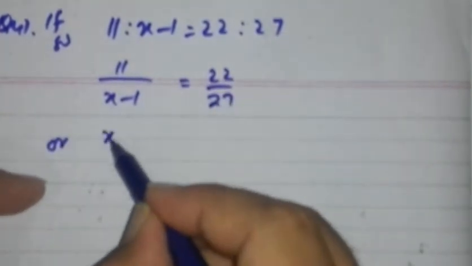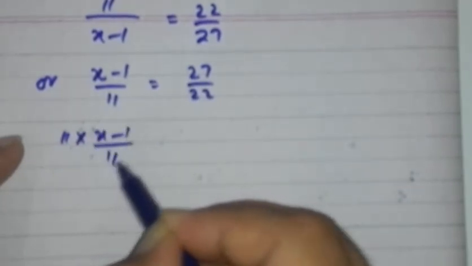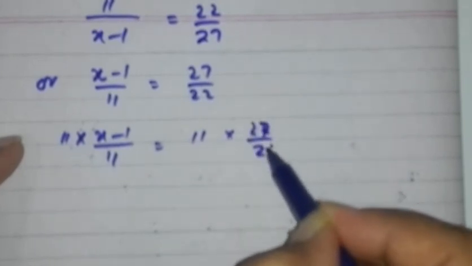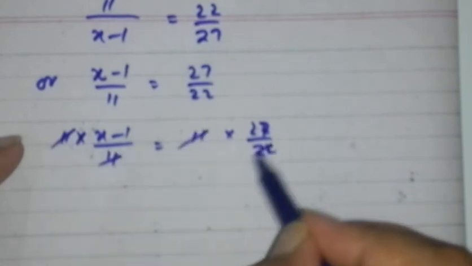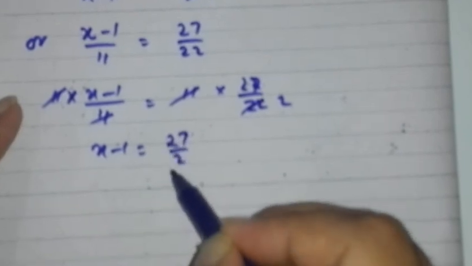Question 4. 11 ratio x minus 1 equals 22 ratio 27. Solution: it can be written as 11 over x minus 1 equals 22 over 27. Taking the reciprocal of both sides, we get x minus 1 over 11 equals 27 over 22. Multiply both sides by 11. 11 into x minus 1 over 11 equals 11 into 27 over 22. 11 cancels with 11. 11 2s are 22. x minus 1 equals 27 over 2.